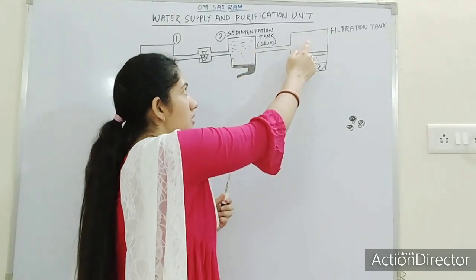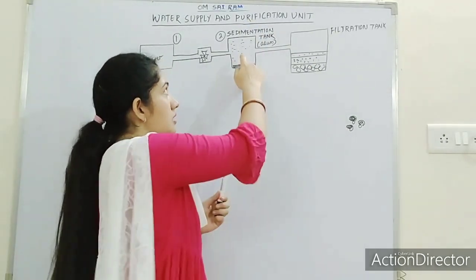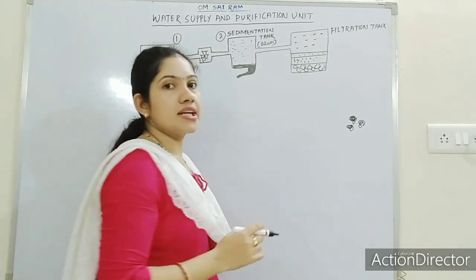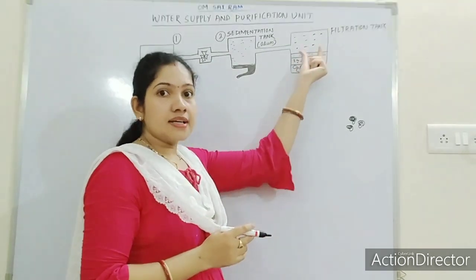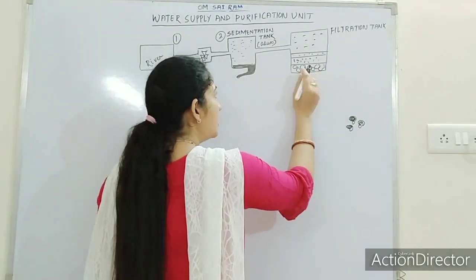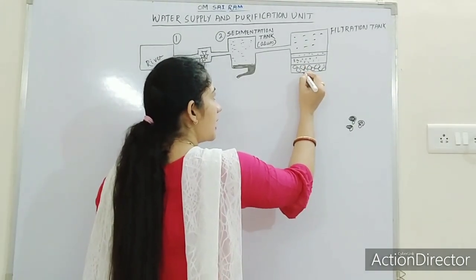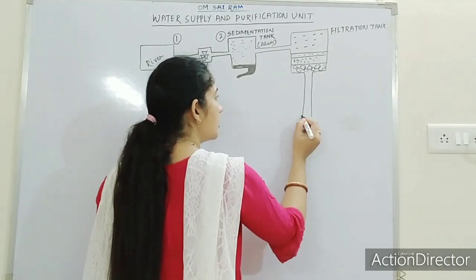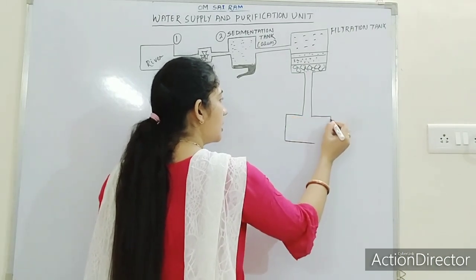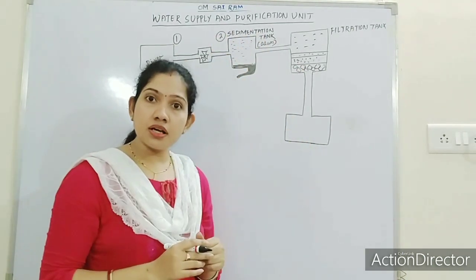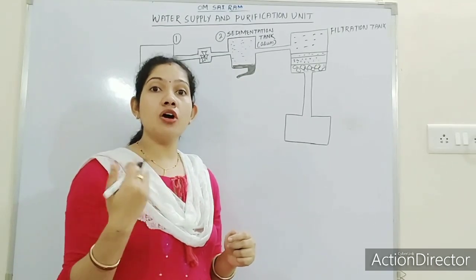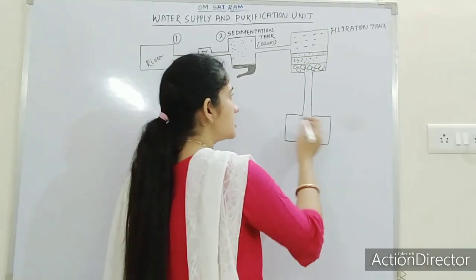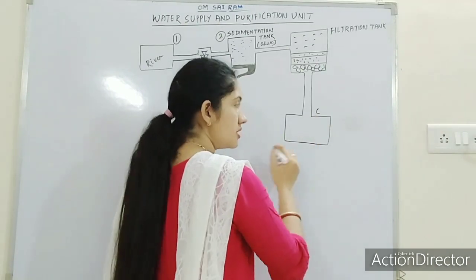So this decanted water is poured into the filtration tank. Then this water gets filtered, and then again it is collected in another tank. We call it a chlorination tank. Now here we got filtered water, but it is not free of germs. So we have to make it germ free. So this tank is called a chlorination tank.